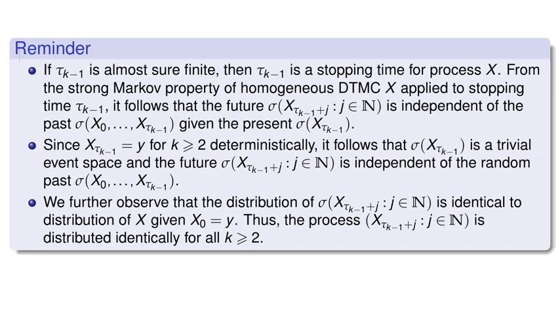We further observe that the distribution of σ(X_{τ_{k-1}+j} for j in ℕ) is identical to the distribution of X given X₀ equals y. Thus, the process X_{τ_{k-1}+j} for j in ℕ is distributed identically for all k greater than or equal to 2.